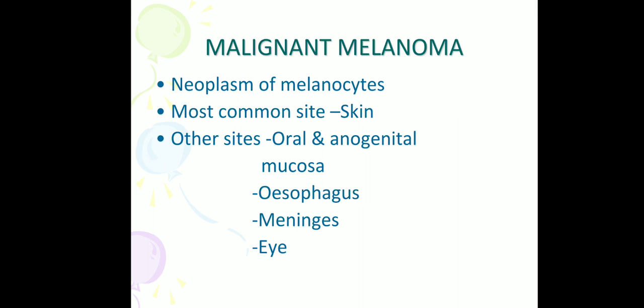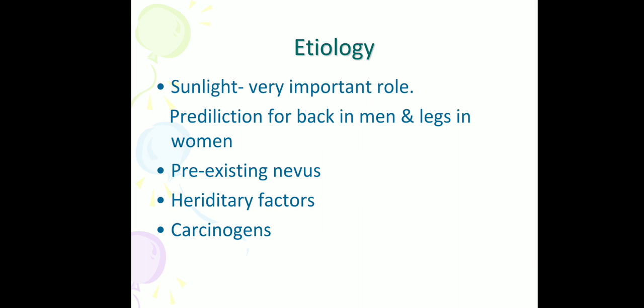Coming to the first malignant tumor, that is malignant melanoma, a very important tumor. It's a neoplasm of the melanocyte. The most common site is the skin, other sites being oro-anogenital mucosa, esophagus, meninges, and eyes. Etiology: sunlight plays a very important role. There is a predilection for the back in men and legs in women. Pre-existing nevus, hereditary factors, and carcinogens are important here.